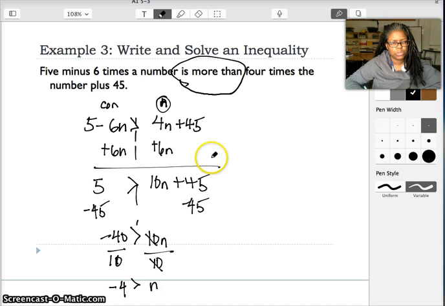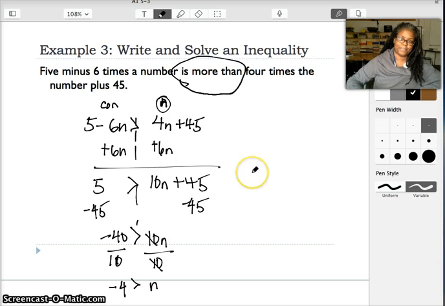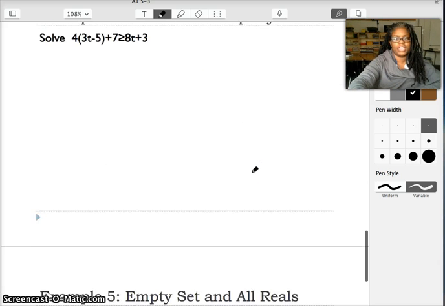So my instinct that this was a negative number that could create something like this was right. Any number less than negative 4 would satisfy this inequality. All right, let's take a look. I think we have more examples.